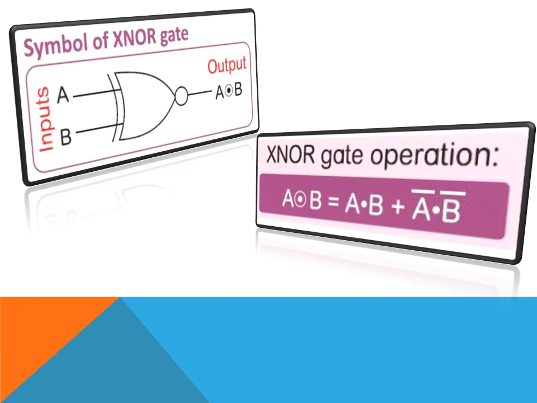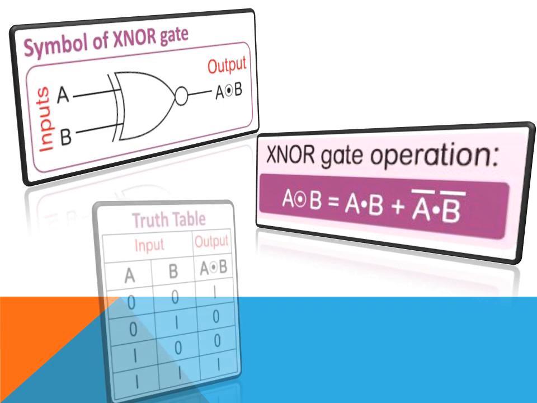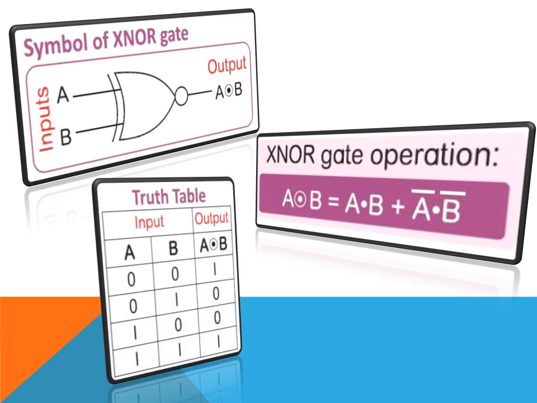This is the gate operation for XNOR gate. A encircled dot B is equal to A dot B plus A bar dot B bar. And this is the truth table for XNOR gate. See, when the inputs A and B are similar, that means when the inputs are 0 0 or 1 1, then the output is 1. And when the inputs are different, that means 0 1 and 1 0, then the output is 0.